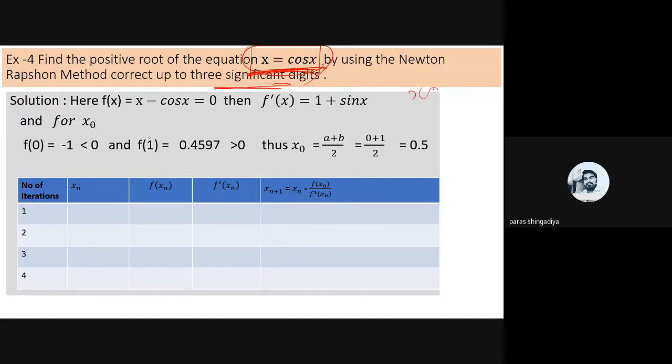This example we had already solved in the bisection method. x is equal to cos x, and it required 11 iterations to predict the answer. But in this method, it requires fewer iterations. I think 4 to 5 iterations are required to derive your required answer. So just try it by yourself, just practice it, and we'll verify the answer in the next lecture.